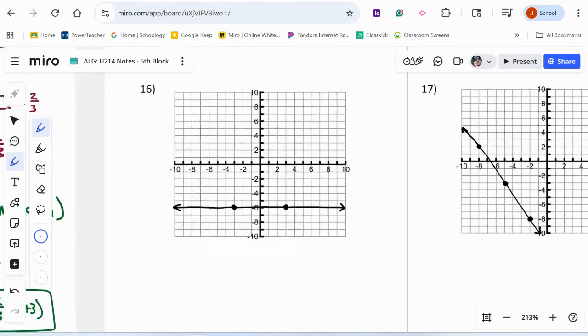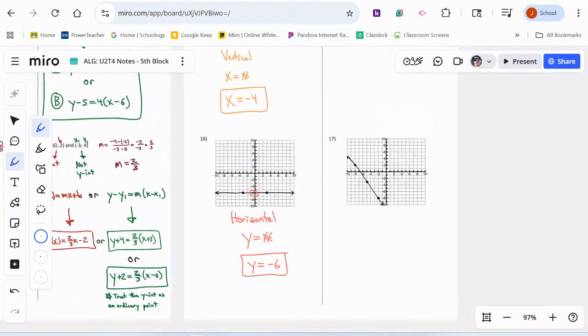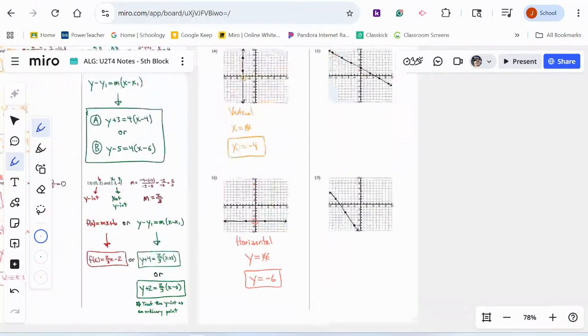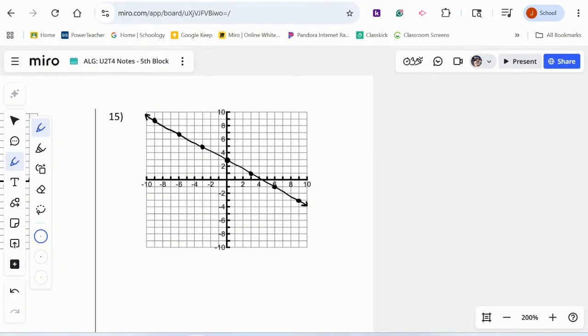All right, 16. So what do we got going on in 16? Very clearly, that is a horizontal line. It is flat. Slope dude is cross-country skiing, having zero fun. And we know that's y equals a number. Well, what is that number? Well, we can see right there the y coordinate of every ordered pair is -6. So our equation is y equals -6. And so, guys, in these situations, the graph actually makes the vertical and horizontal situation even more obvious than it was before.